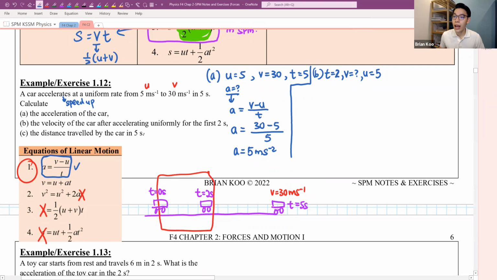The car accelerates at a uniform rate. That means the acceleration is the same throughout, you know. Which is the answer in part A. That's why you can use the answer in part A. The car accelerates uniformly.